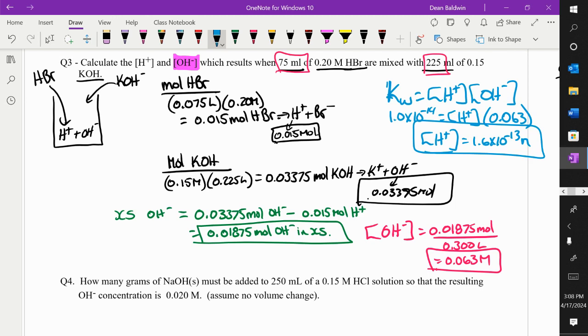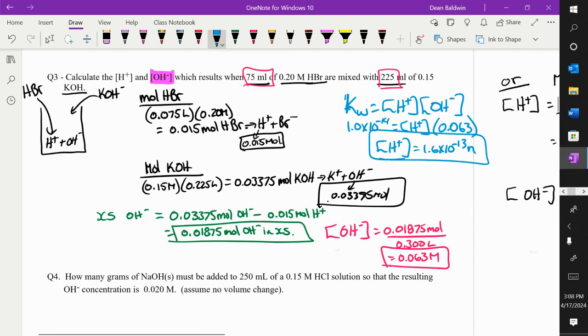Does the number make sense? Why? Yeah, thank you. It's because it's so small, right? In regular water, what's the concentration? You did it in one of the questions. 1.0 times 10 to the minus 7. So it went down because we're in a basic solution. Okay.